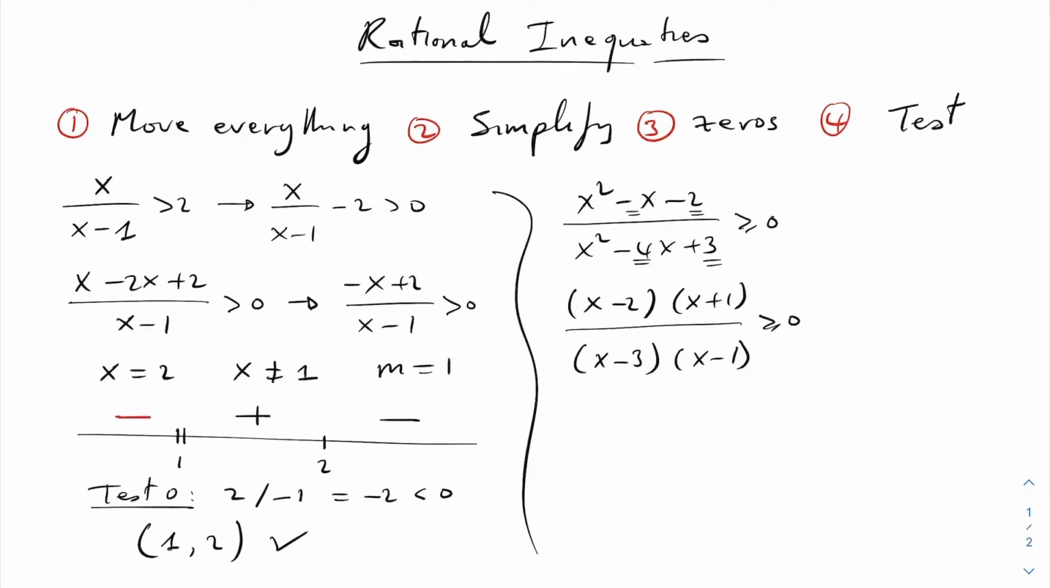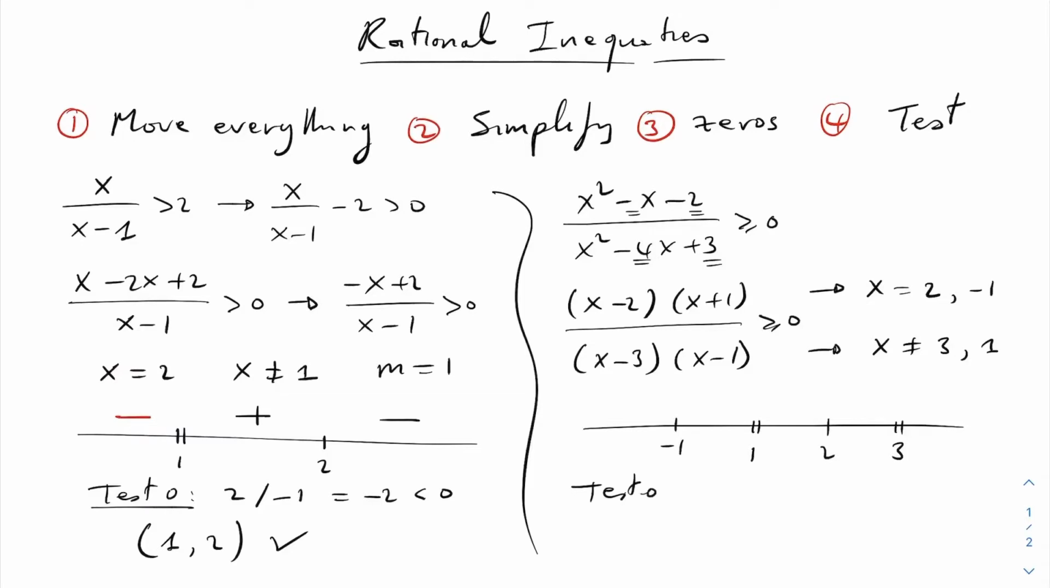I'm going to go ahead and then find the zeros of the numerator and denominator. For the top here, I'm going to have x equals to 2 or negative 1. And on the bottom, I'm going to have x not equal to 3 or 1. I'm going to go ahead and put them all on my number line here. I'm going to have negative 1, 1 with double line, 2, and 3 with double line. Of course, you already know it. I'm going to go ahead and test 0.